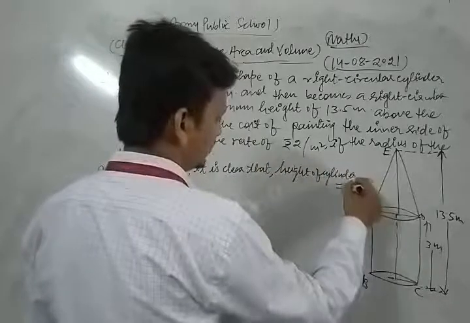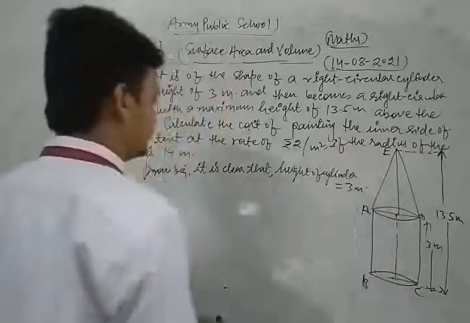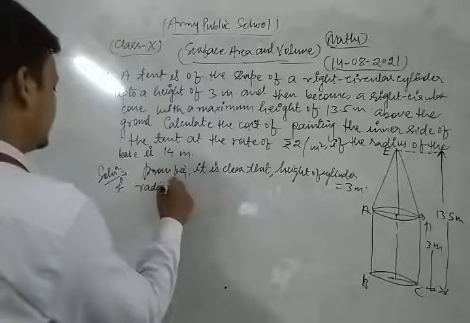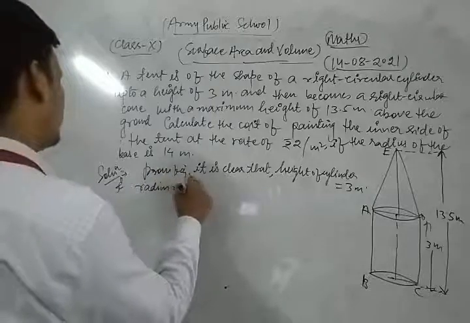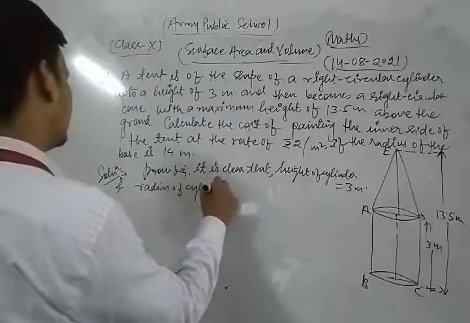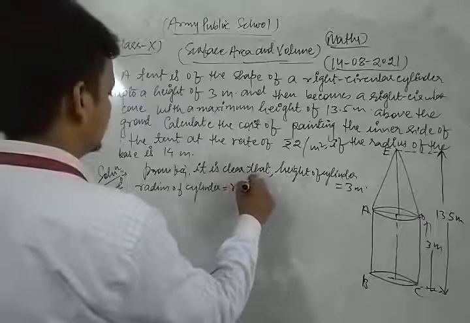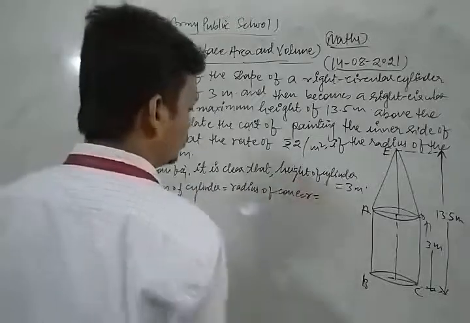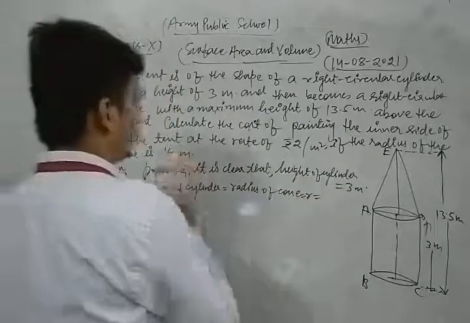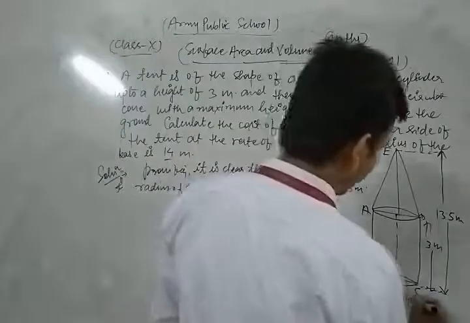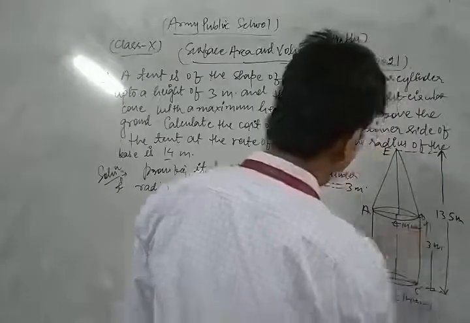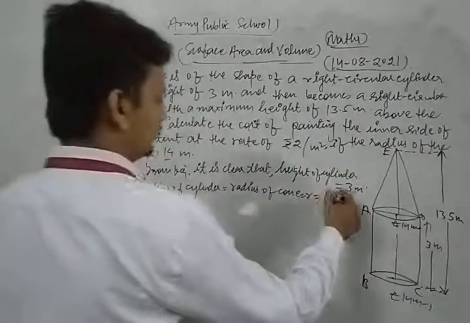Height of the cylinder is 3 meter, and the radius of the cylinder is the same as the radius of the cone, that is R. What is the radius? 14 meter. So this is also 14 meter.